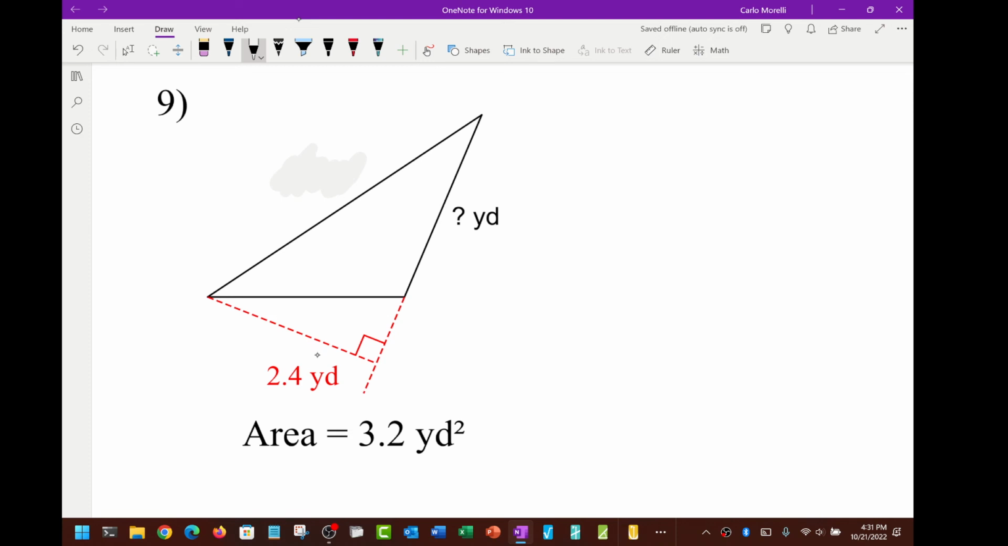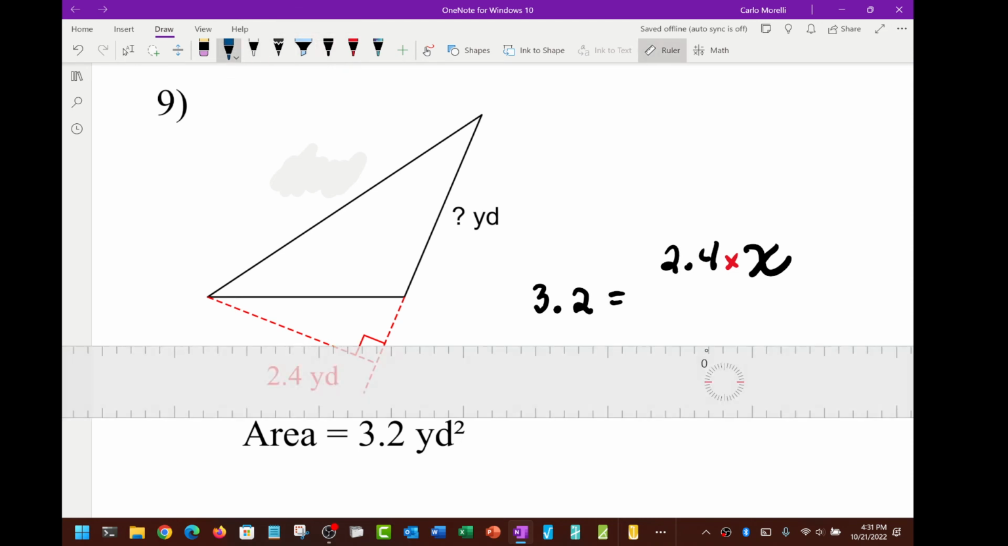All right. So we're going to take the area, 3.2, set it equal to 2.4x. Again, there's that implicit multiplication. But then we put x, the variable, okay? And this time we're not going to forget to divide by 2.